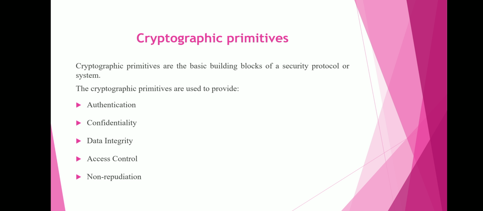Let me discuss a few cryptographic primitives that will be used in blockchain technology. We have security services, like we need to provide authentication, confidentiality, data integrity, access control, and non-repudiation. So once any security system or network meets these security services, then we can say that the network or the system is secure. Let me define authentication.